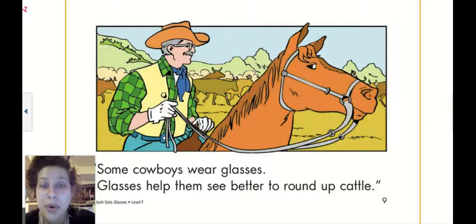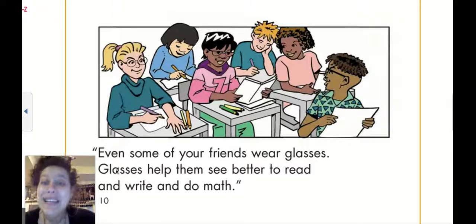Some cowboys wear glasses. Glasses help them see better to round up cattle. Even some of your friends wear glasses. Glasses help them see better to read and write and do math.